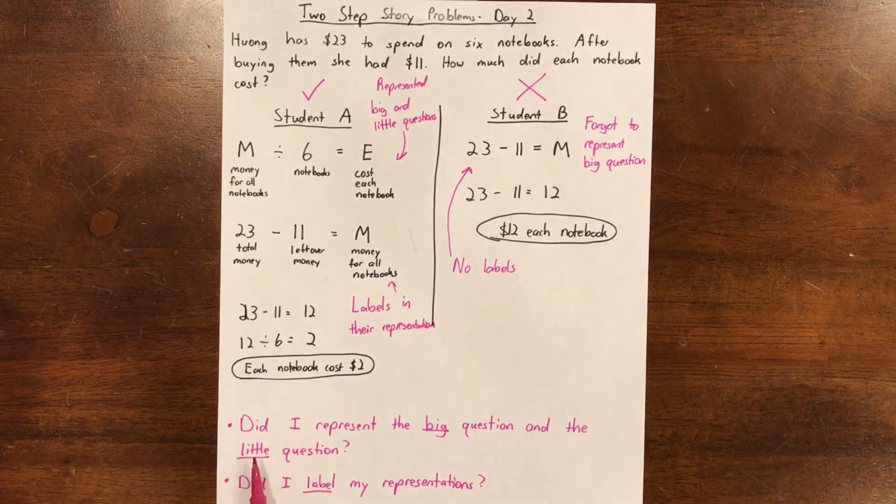Read these thinking questions with me. Did I represent the big question and the little question? And did I label my representations?